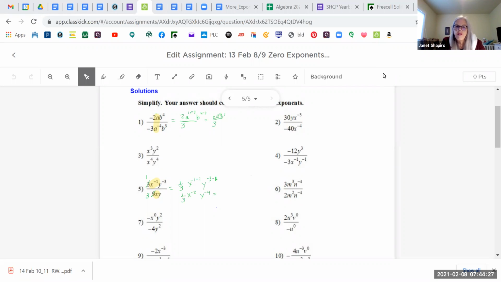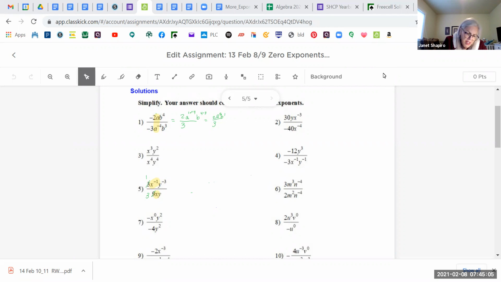And then I would need to rewrite this using positive exponents. 1/3. x to the -2 means it belongs in the reciprocal place, so it's down below. Y to the -4 means it needs to go to the reciprocal place, so it would be y to the 4th in the denominator. Okay. The other way of doing this problem would be to move everything to its appropriate place.